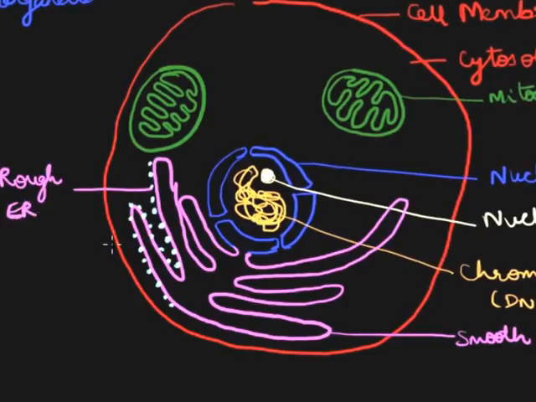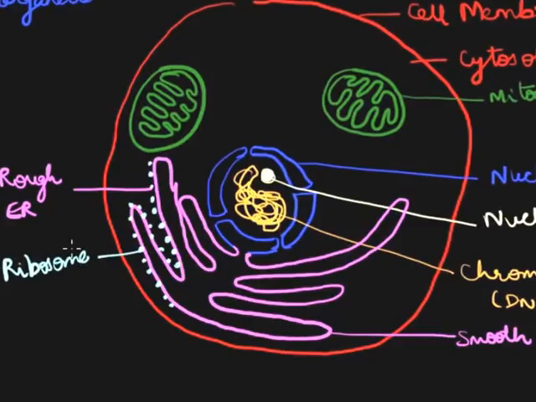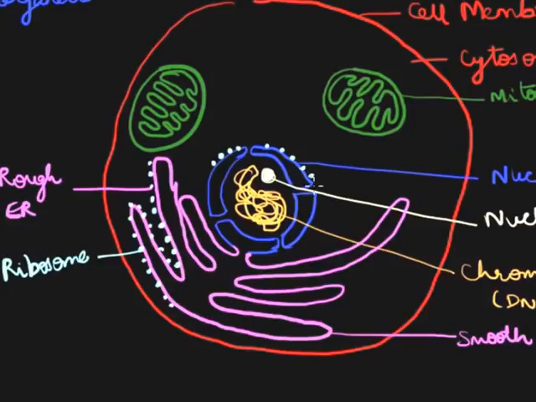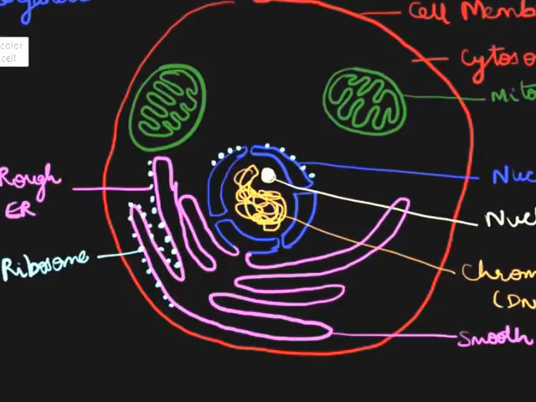Rough ER. And the blue dots, they are the ribosomes. These ribosomes are found on the endoplasmic reticulum, on the outer membrane of the nucleus, not inside the nucleus, outside the nucleus, like this, and also dispersed through the cell. We'll put that in last so that we don't accidentally enclose the ribosomes within any organelle.